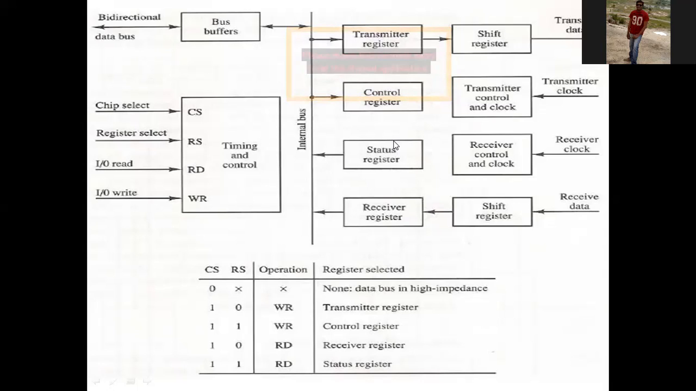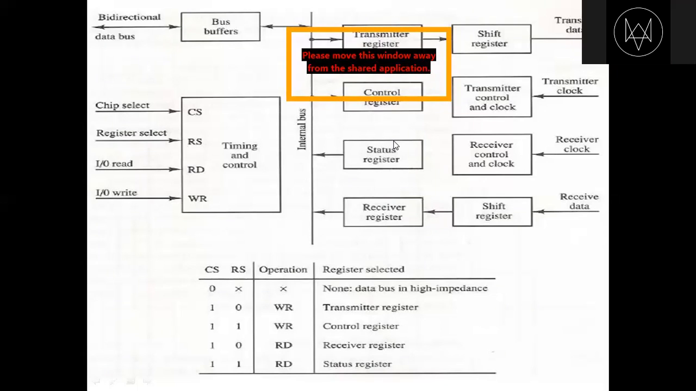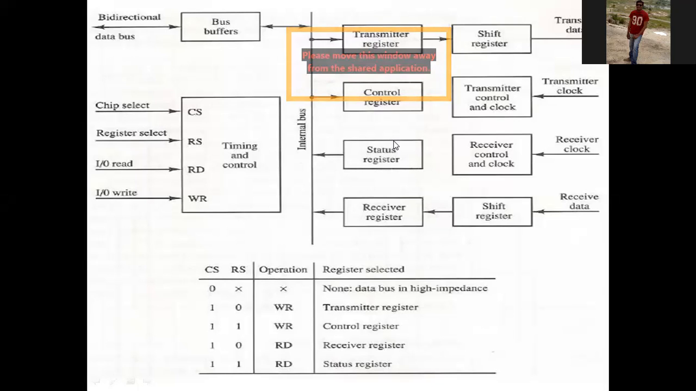So clearly you can see the data bus is bidirectional. What is bidirectional? Directions in both directions, two directions. Bidirectional means it can send the data and it can receive the data at the same time. So that we are calling a bidirectional data bus, used for sending and receiving the data.